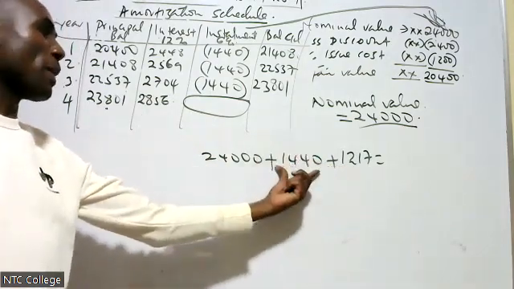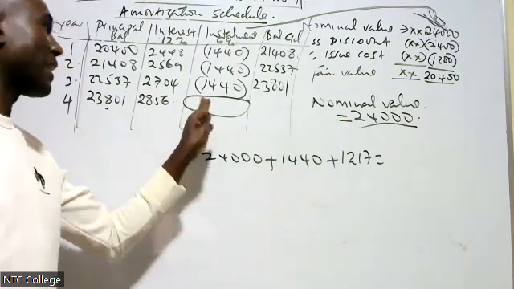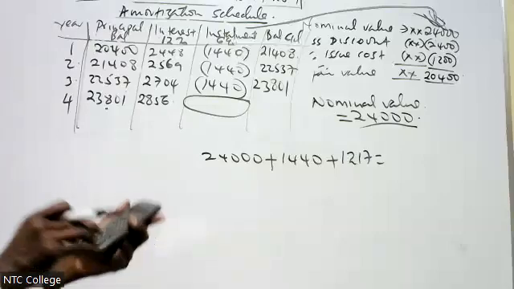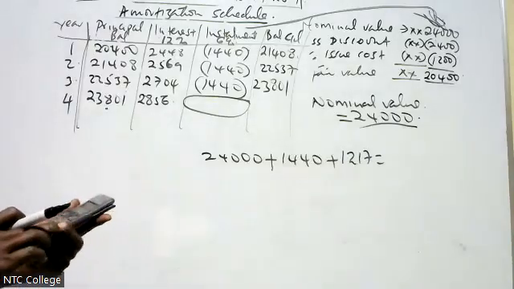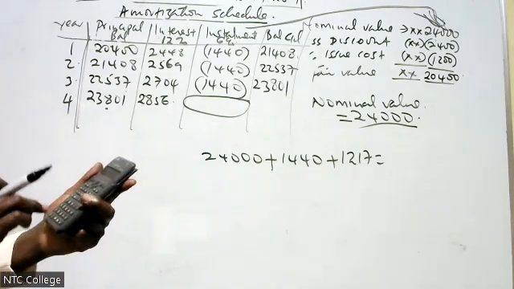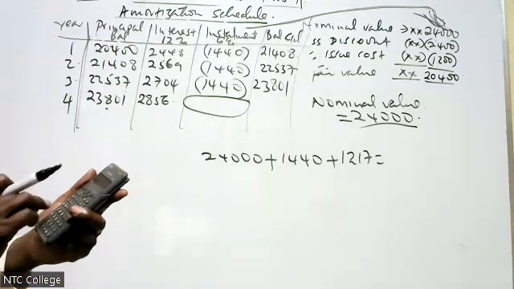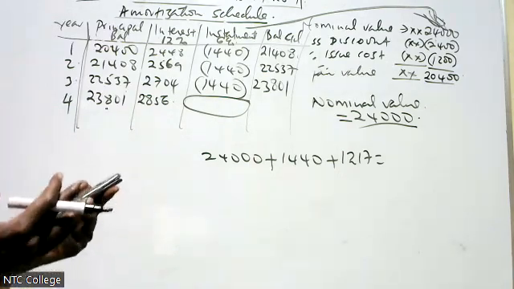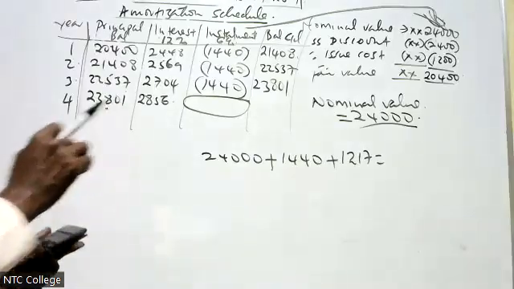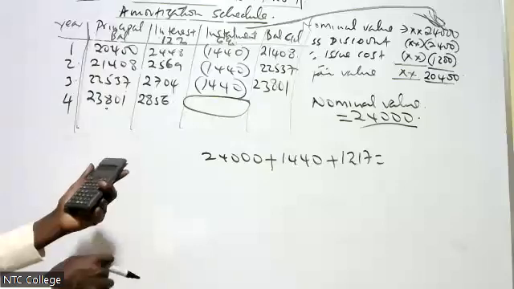This is the usual coupon payment. This is the people's money we took, 24 million. We are paying it at the end of year 4. Therefore, how much am I going to pay in total? I will take 24,000 plus 1440 plus 1217. 1217 is from the question. Don't ask me where I got 1217; I just read in the question that there was a premium on the repayment.